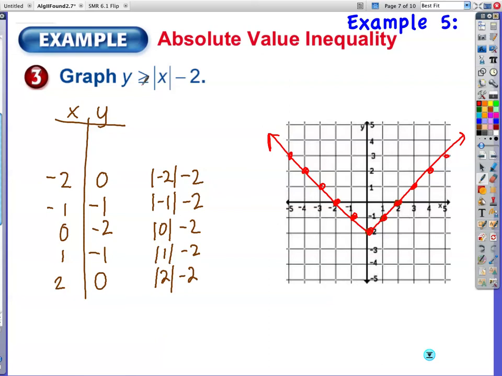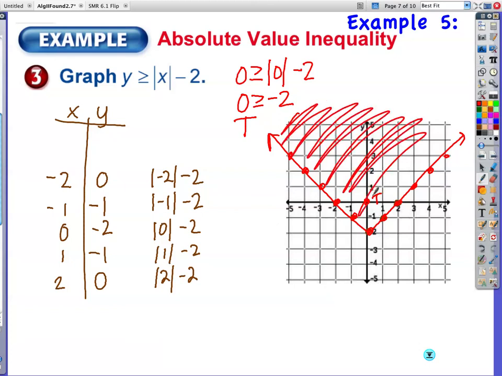So I put 0, 0 into the inequality and find out if it's true or not. Is 0 greater than or equal to negative 2? Yes, it is. So this point right here is true, which means I'm going to be shading everything on this side of the absolute value.